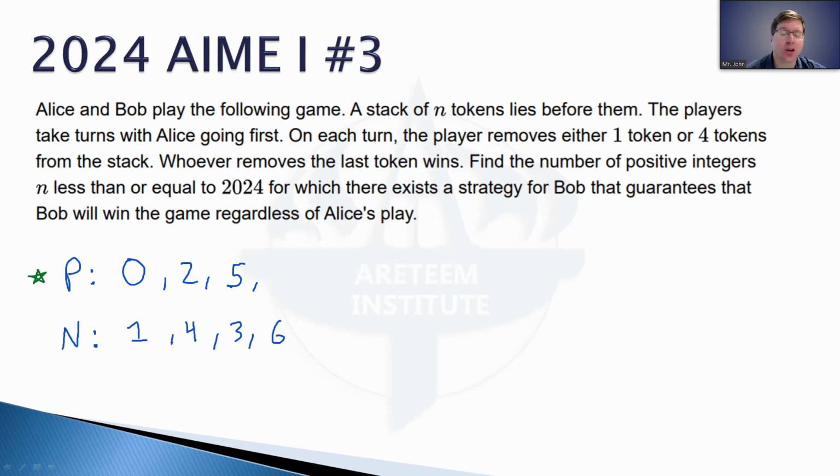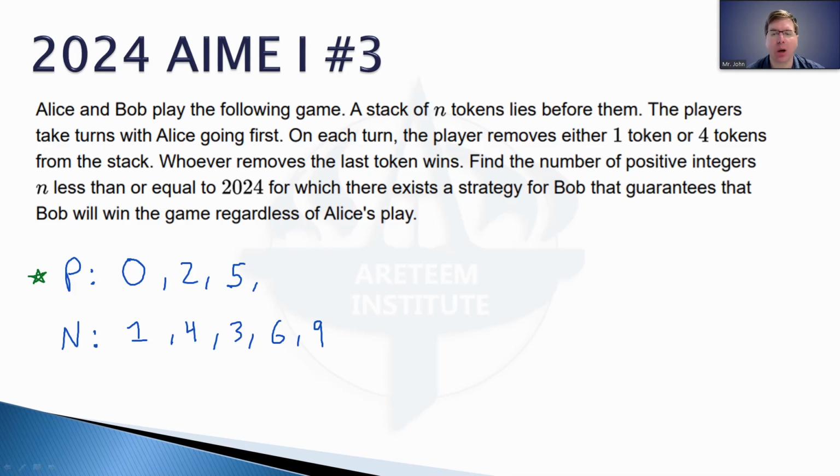So 6 also could lead to 5. So from 6, you could take 1 token to get to 5. Or we also have 9 leads to there, right? Anytime we have the P position, we can fill in those N positions here. And now we can start building up this way.